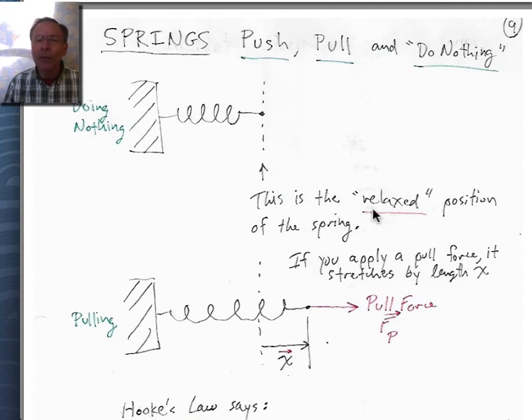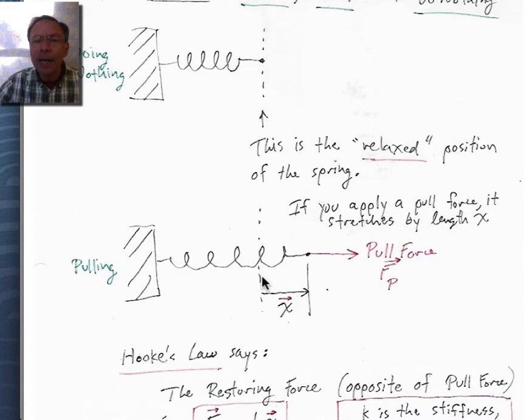Now, yeah, so it's not doing anything. The spring isn't doing anything, it's relaxed. Now, let's say that we pull on the spring. We pull it to the right. So now X becomes positive. To the right is positive.